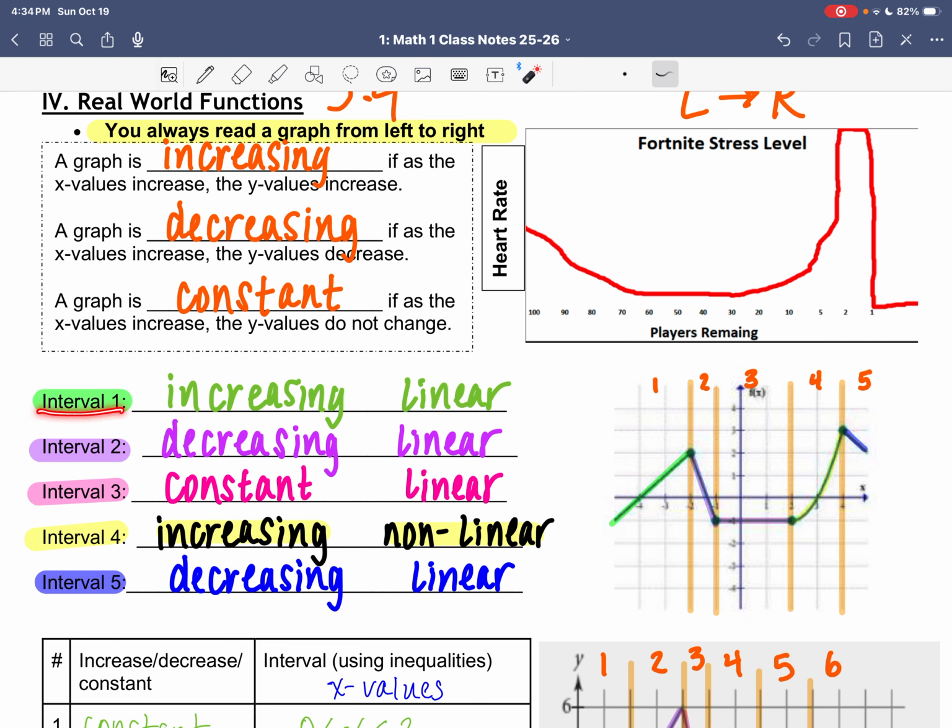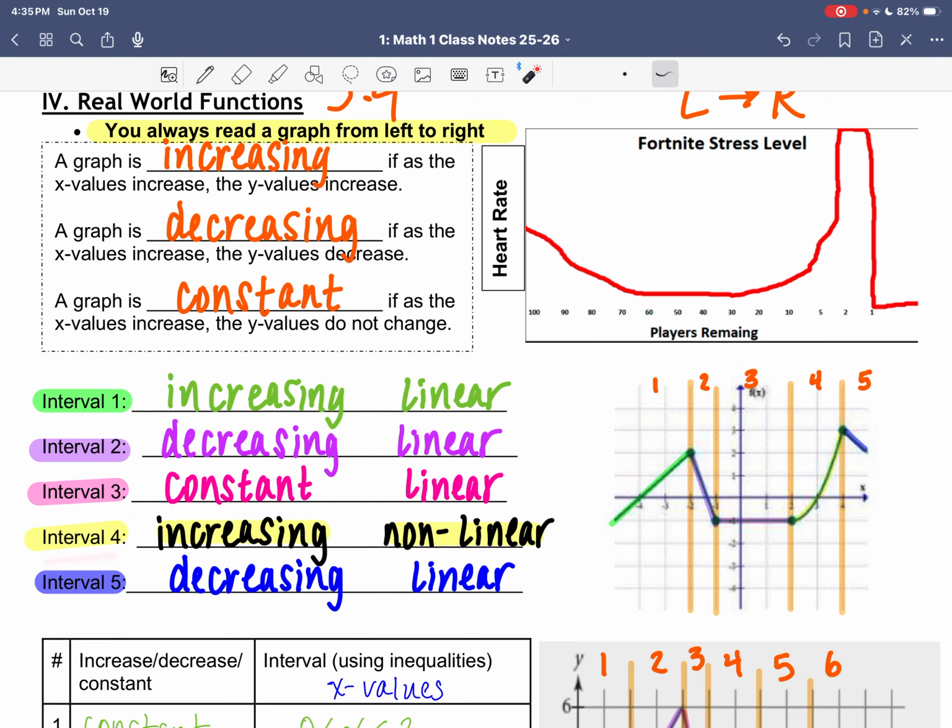So now let's look at each interval. As we said before, this is increasing because as we go from left to right, this is going uphill, so this is positive, and it's linear because it's a straight line. Interval 2 is decreasing because we're going downhill, it's negative, and it's also linear because it's a straight line. Now, if you notice, interval 3 is constant because it's a horizontal line, your y's are not changing. But it is linear because it's a straight line.